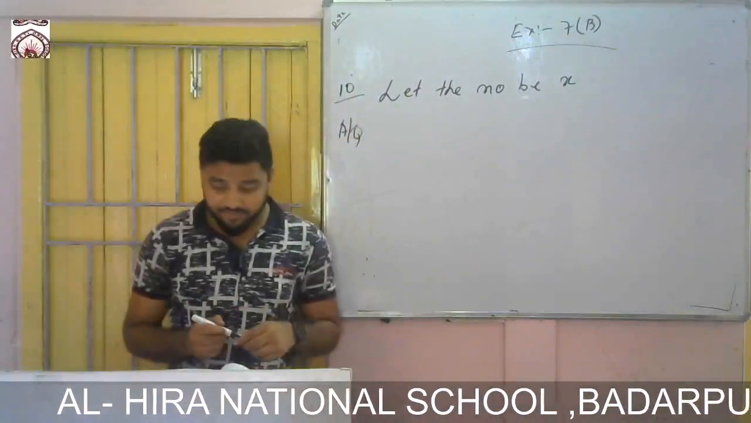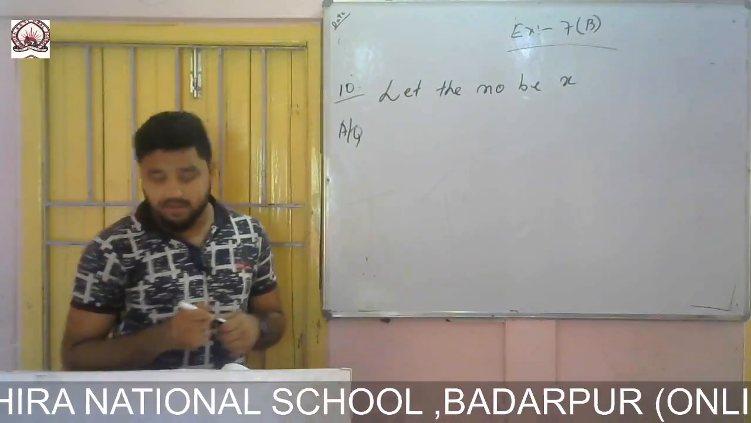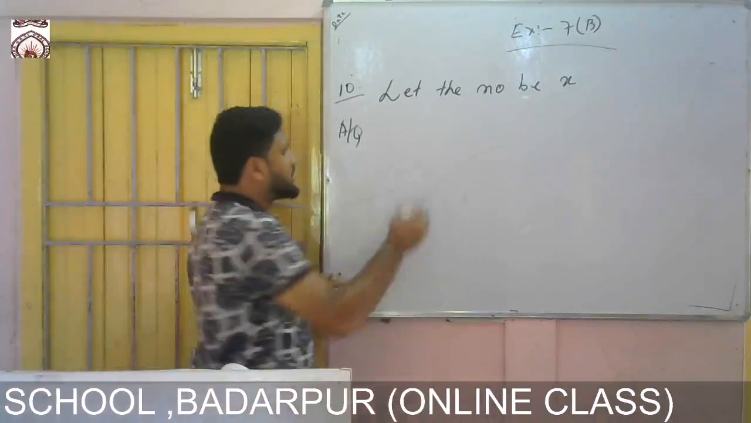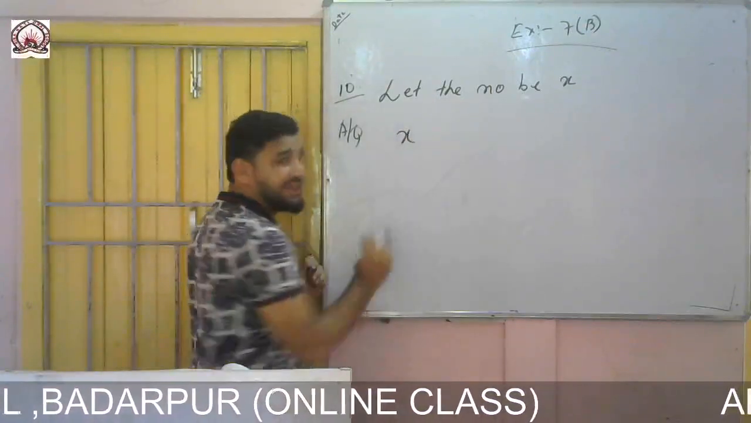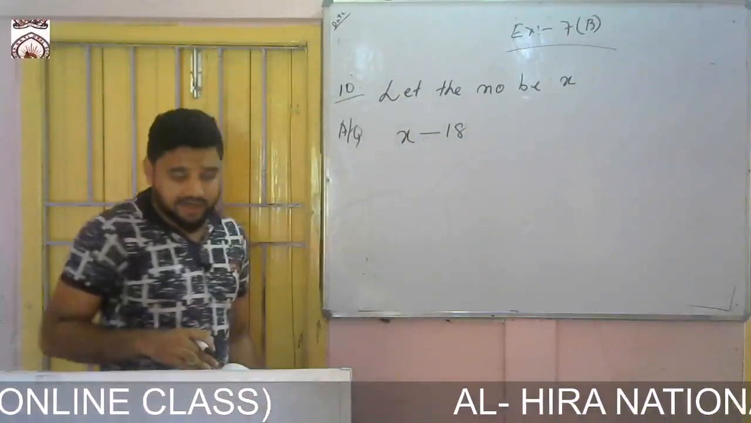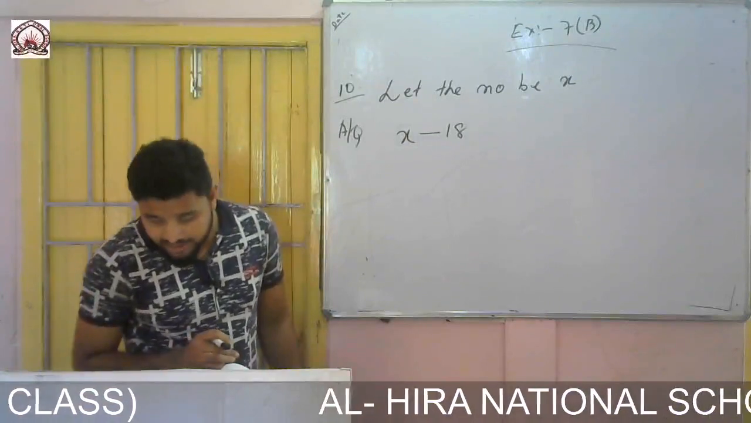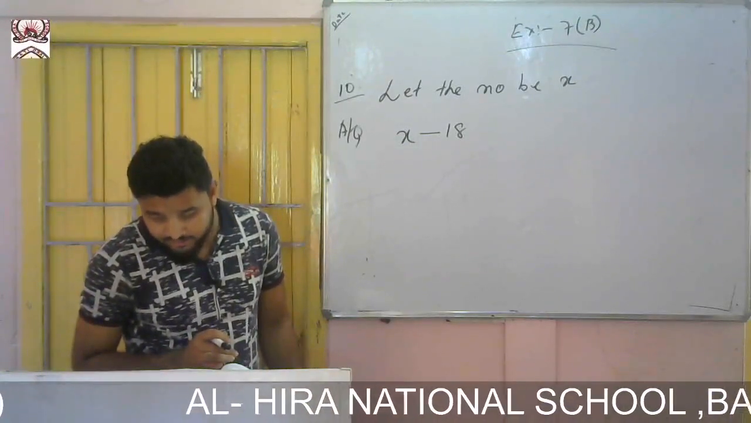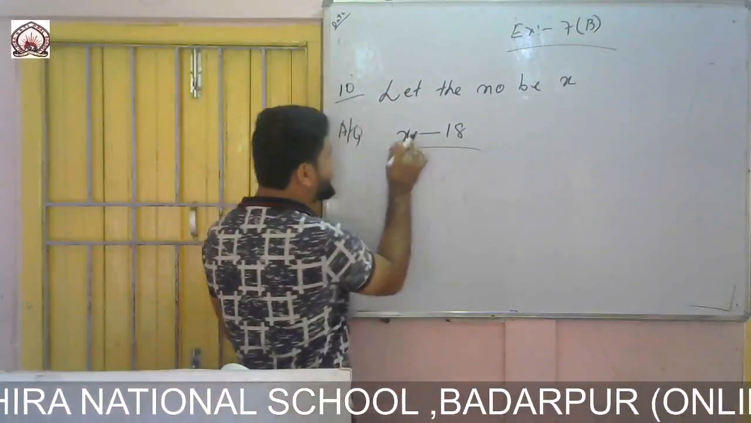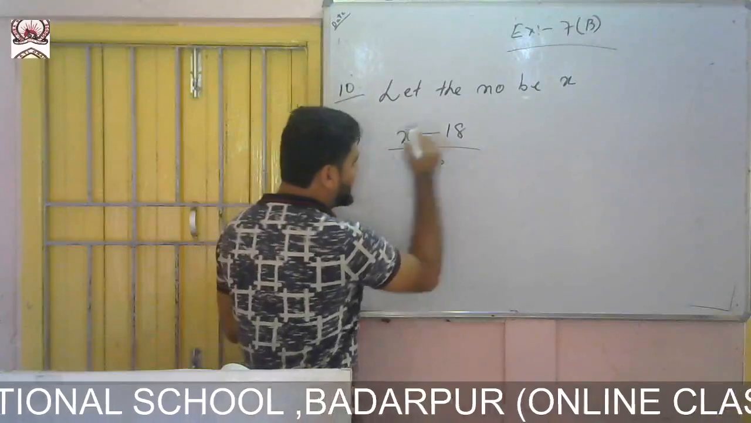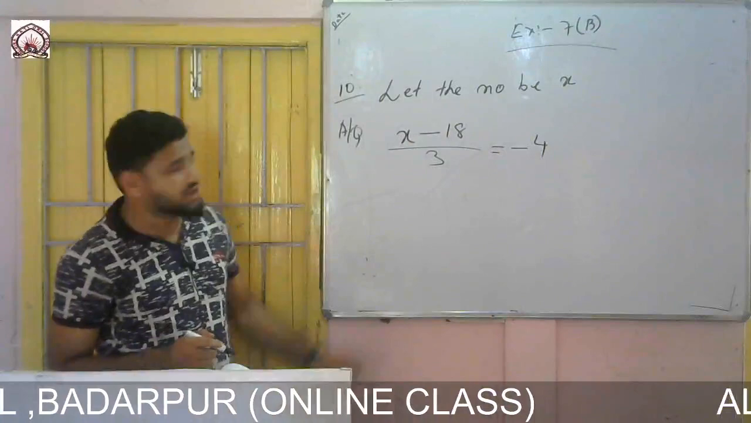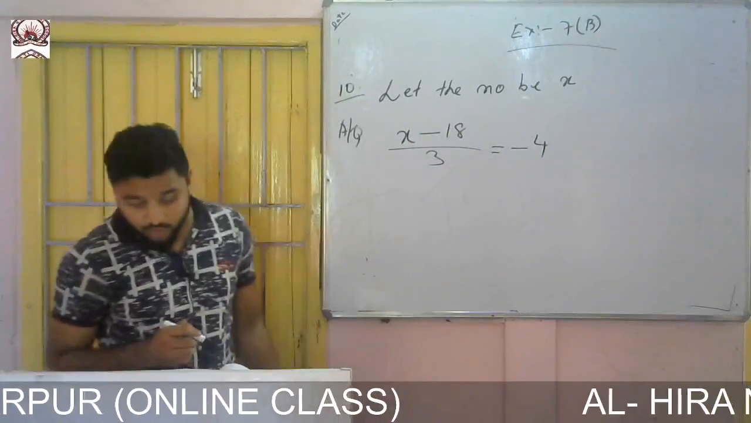According to the question, Benny thinks of a number and subtracts 18 from it. Let the number be X, and subtract 18 from that. 18 from it and divides the difference by 3. X minus 18 is the difference, divided by 3, and it gives equals minus 4. The result is minus 4. Then what is the number?